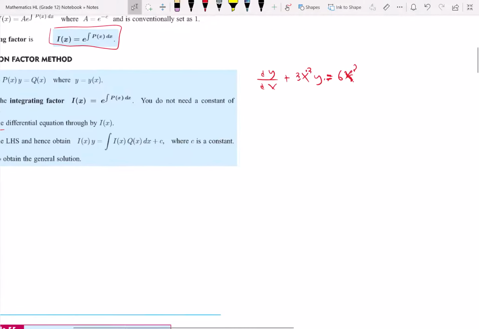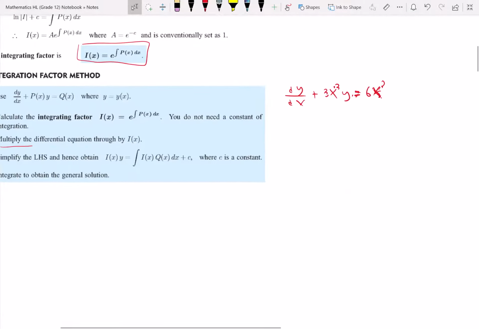So this is our differential equation. Notice you can see it's in this form where it's dy dx plus some p of x, right? So our p of x in this case is 3x squared, times y equals some other function of x, q of x on this side, right? And again, it might be rearranged, so it might not always be this obvious, right? So first thing we do is calculate the integrating factor, right?